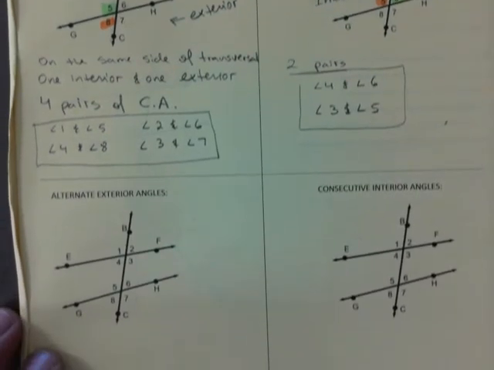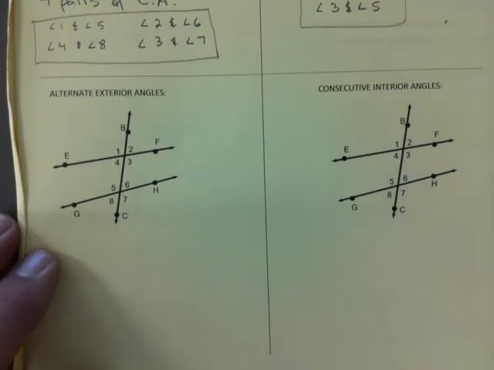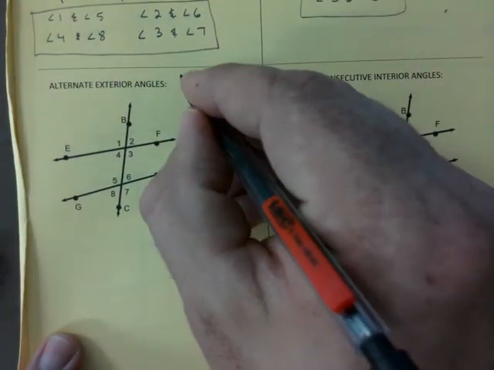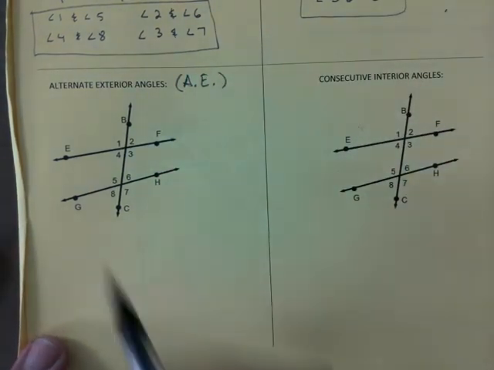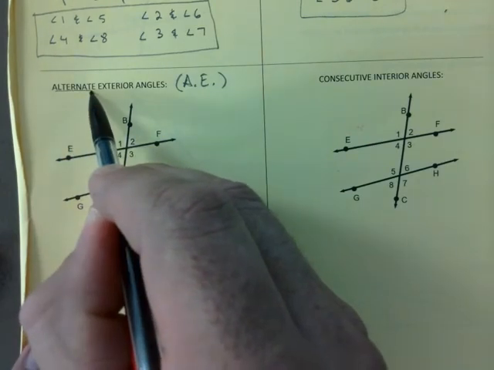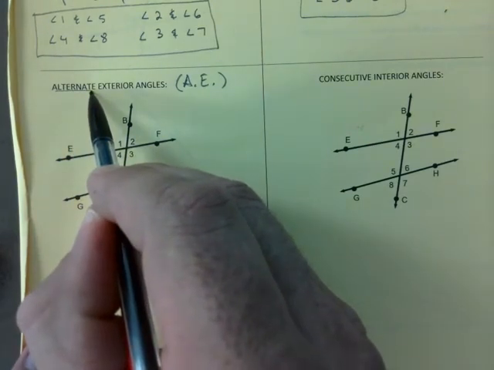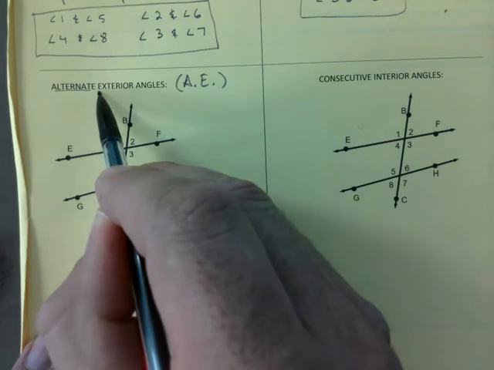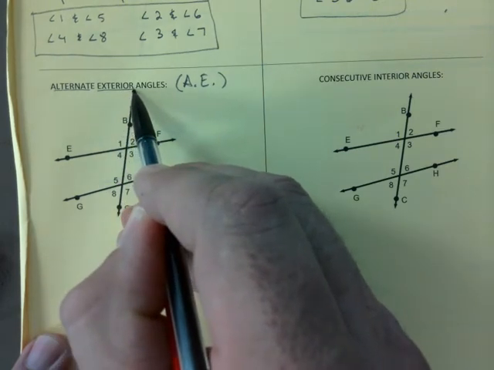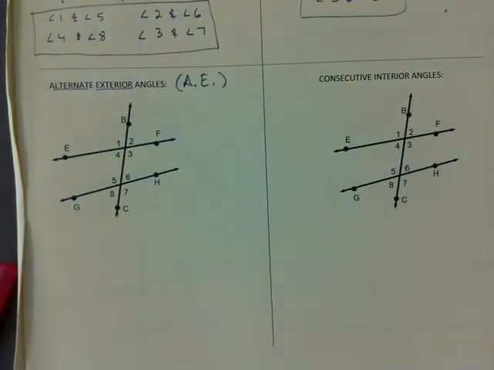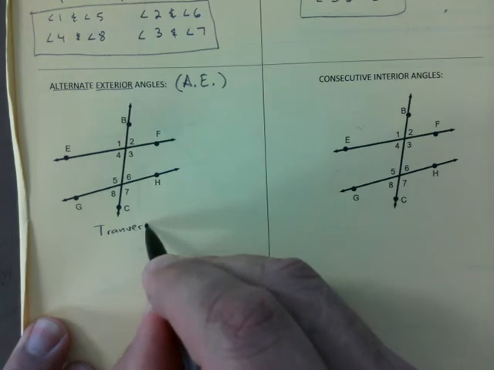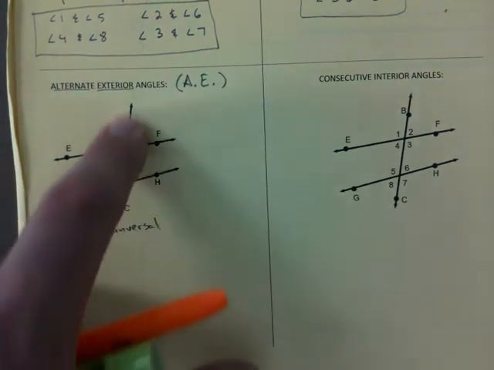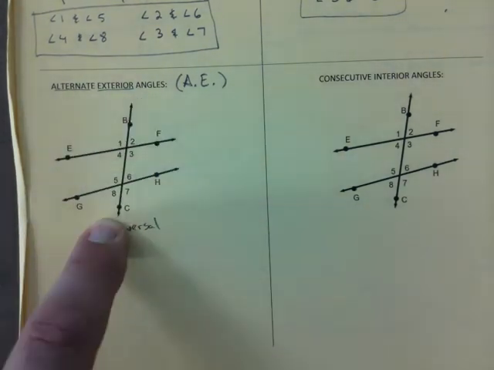Next, we have alternate exterior. So A, E, right? Alternate exterior angles. You recognize that word alternate, right? Opposite sides of the transversal. You recognize the word exterior, correct? Exterior would be outside. Make sure we know that this is a transversal here. This is the transversal, and along it, we find these angles.